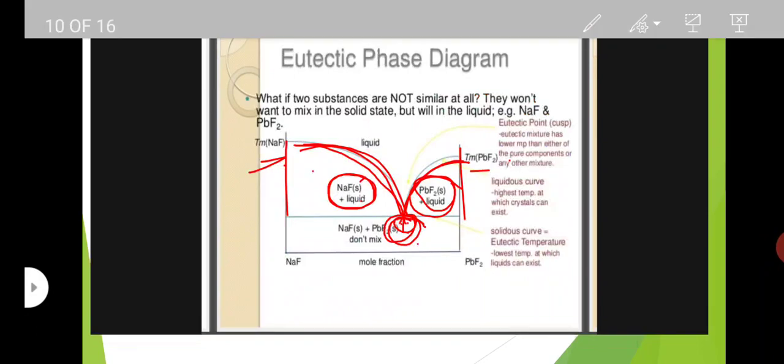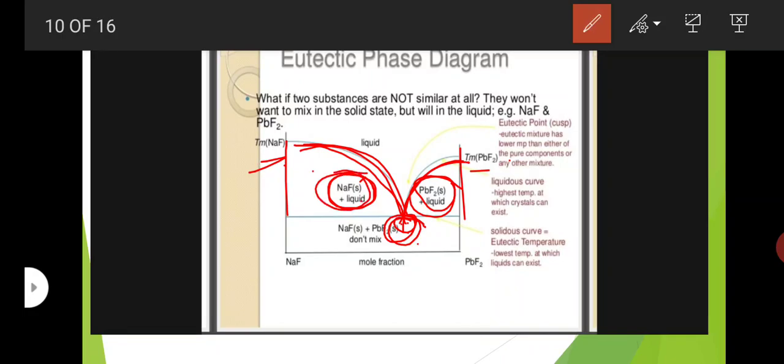So this region has two phases of sodium fluoride, that is solid plus liquid. On the right side we are taking lead fluoride solid, which slowly converts to liquid. So in this region two phases are present, solid lead fluoride and liquid lead fluoride. Okay, this area is completely liquid. But this area has a mixture of sodium fluoride solid, lead fluoride solid and liquid.